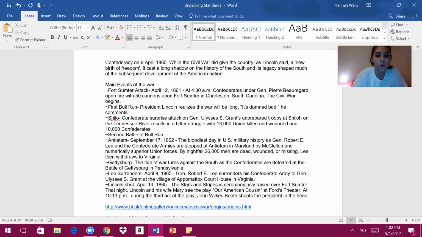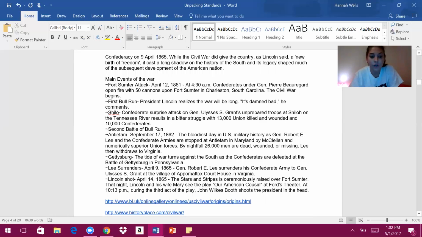The main events of the war include the Fort Sumter attack, the First Bull Run, Shiloh, Second Battle of Bull Run, Antietam, Gettysburg, Lee surrenders, Lincoln shot.